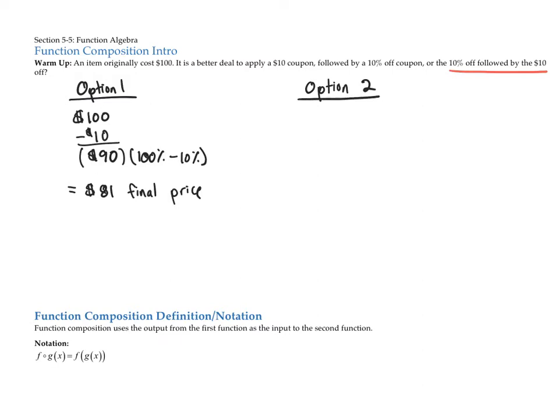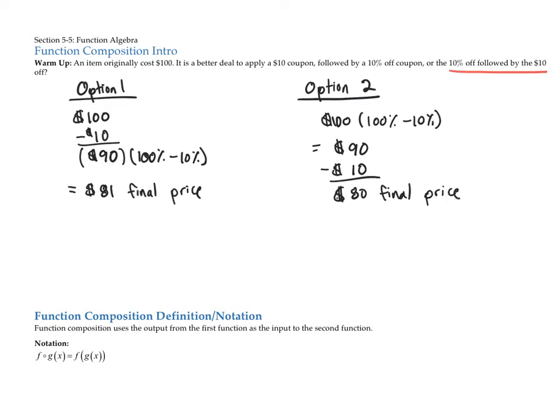In option 2, we're going to start with the $100 and immediately take the 10% discount. So we're going to take 90% of it, and we end up with $90. And then from that $90, we're going to take off $10 and we end up with an $80 final price.